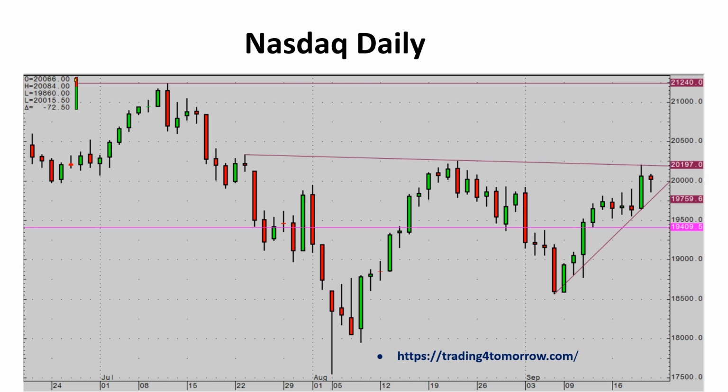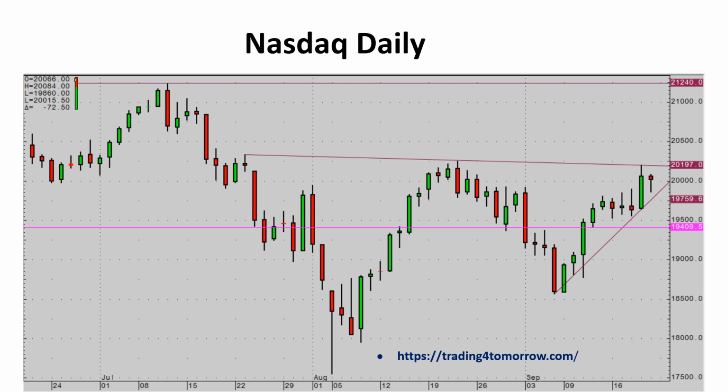For the Nasdaq on the daily, I put the 21,240 in there, not really as a resistance, but it just goes to show that the Nasdaq really is still a bit away from its contract high. I've got resistance at 21.97. I've got support at 19.759, but again I've had to go through candles to get that. I've also put a breakout as well at 19.409.